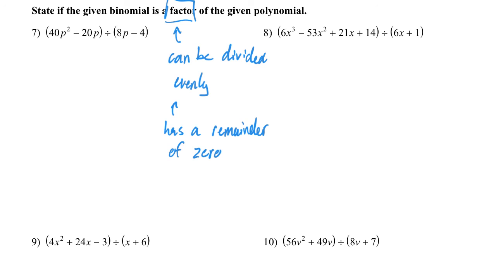So if the remainder is a 0, then yes, it's a factor. You can just say yes, it's a factor. If the remainder is not a 0, then say not a factor. So the answer is not the result of the division. The answer is simply yes, it's a factor, or no, it's not a factor. And that all depends on the remainder of 0.